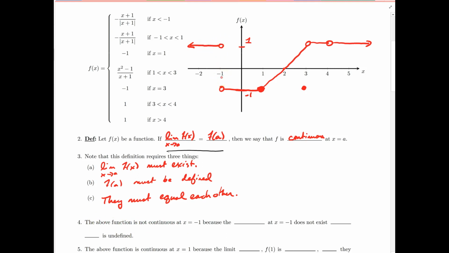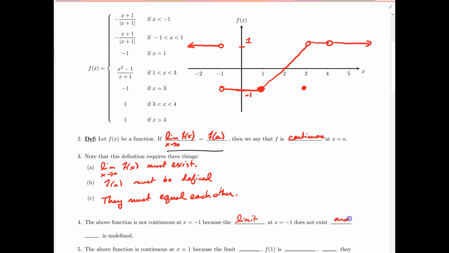How come? Because the limit at x equals 1 doesn't exist. So if the limit doesn't exist, it's not going to be continuous there. It's also true that f of a, and I think I wanted the word and there.